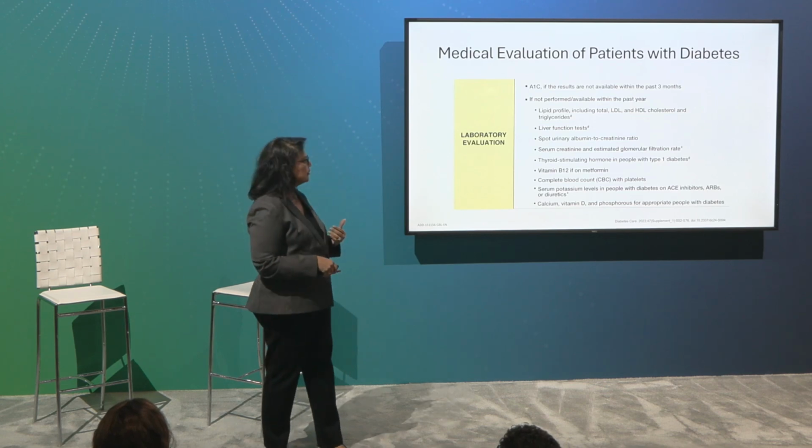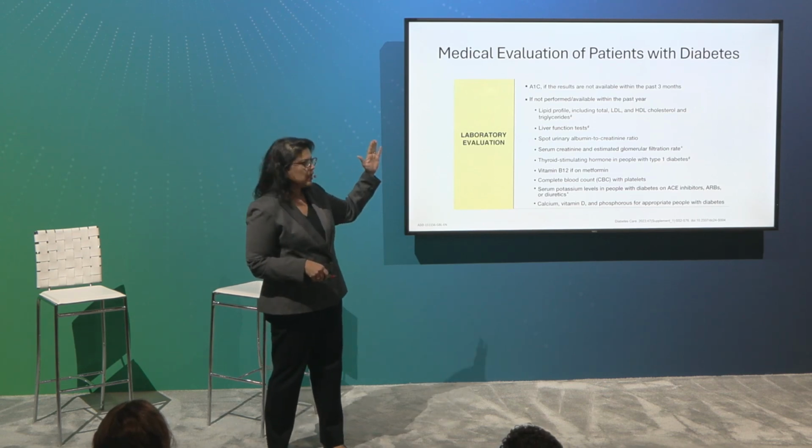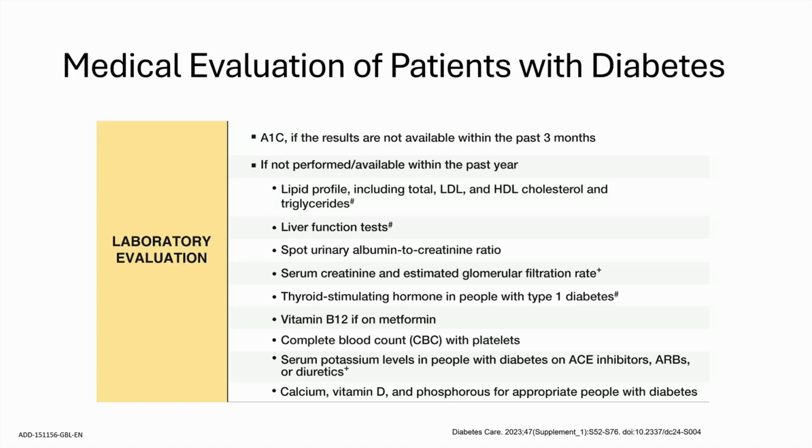So this slide is a little hard to read, but this is listing the laboratory evaluation that we do for patients with diabetes. So at the very top, we have hemoglobin A1C. So everybody needs a hemoglobin A1C. The recommendation is to do that every 3 months. If you have somebody who's been really stable for a really long time, you might be able to do 6 months, but generally the recommendation is every 3 months.